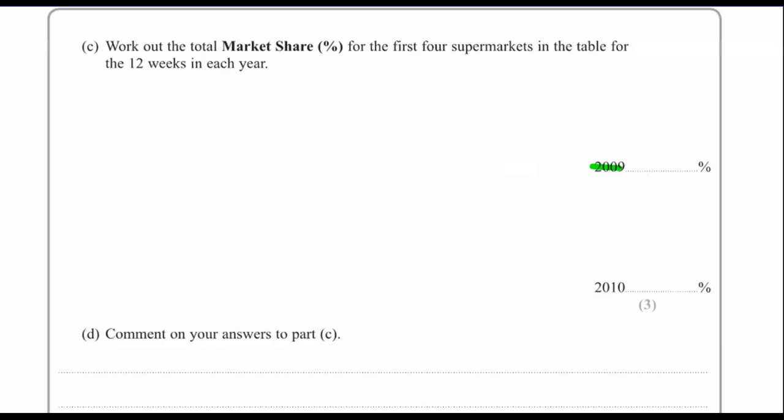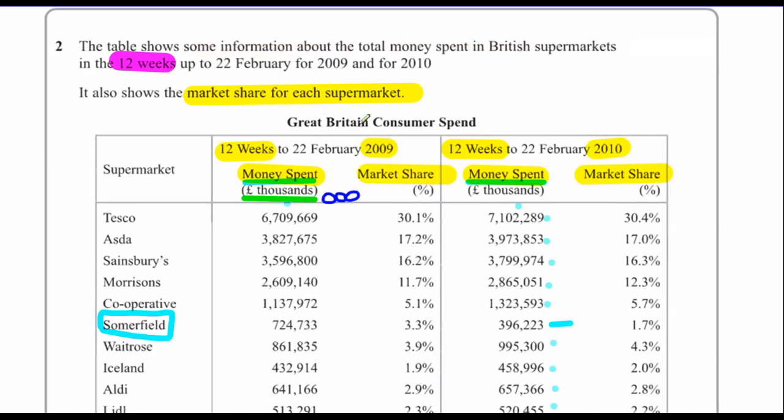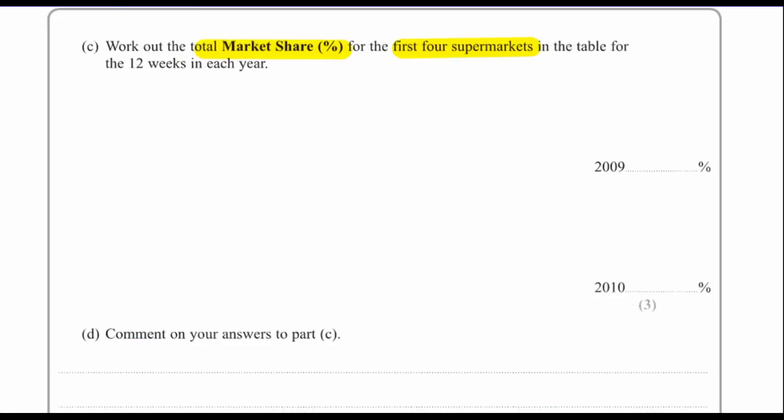2009 we're going to do first. So the first 4 supermarkets only and the total market share. The first 4 supermarkets are the big 4 that you'll probably have heard of, and we want to add up these market shares for 2009. So simple case of using your calculator. I wouldn't risk making mistakes in my head. 30.1 plus 17.2 plus 16.2 plus 11.7. That gives you 75.2%. Your first answer. 75.2.